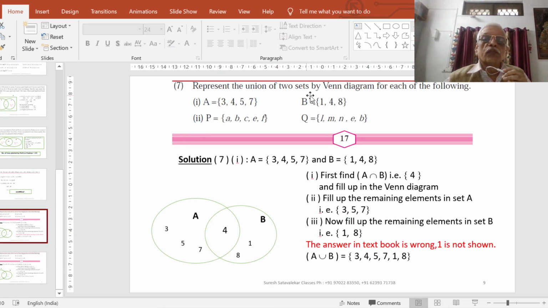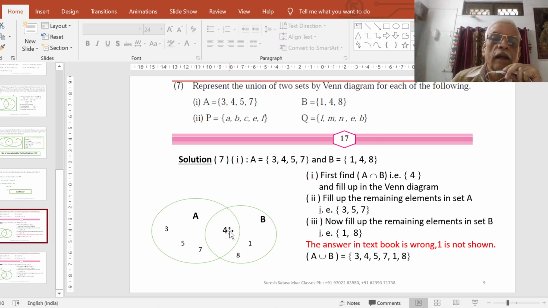Represent the union of two sets by Venn diagram for each of the following. Here first is A is 3, 4, 5, 7, B is 1, 4, 8. Now if you want to represent by Venn diagram, first you should find out A intersection B, that is common elements. So 3, 4, 5, 7 and 1, 4, 8. 4 is common in both. So A intersection B is 4, that we have to write here.